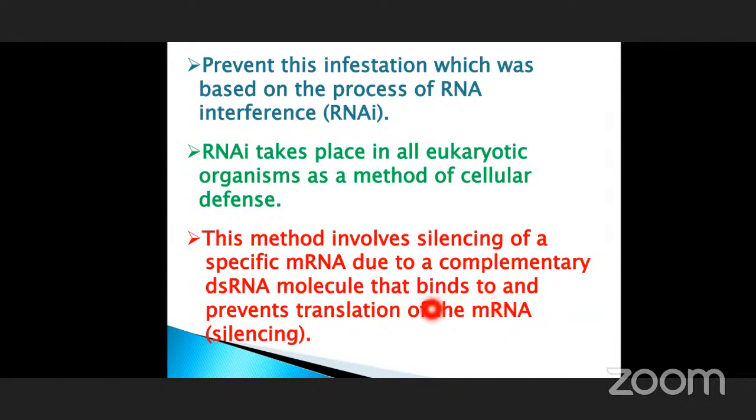The consequence was that the parasite could not survive in a transgenic host because of the presence of specific RNA interference. So in this manner, the transgenic plant got itself protected from the parasites with the help of RNA interference.